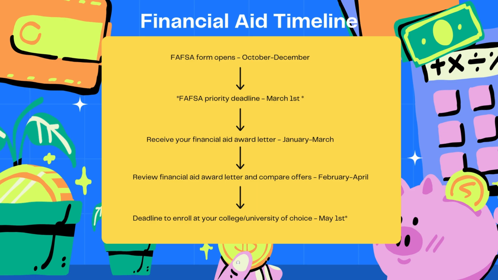Before we get into the nitty-gritty of this video, we're just going to do a quick review of the financial aid timeline just so you have a better understanding of when all of this is happening throughout the year. So typically, and this depends on the year, the FAFSA form will open between October and December. The FAFSA, again, is the Free Application for Federal Student Aid. And it's a very key part of this financial aid process. So make sure you are completing that.